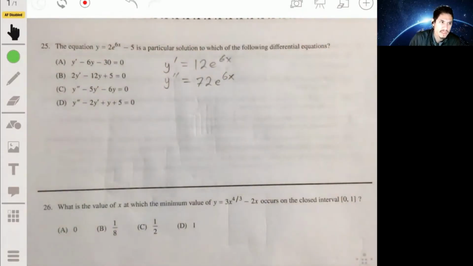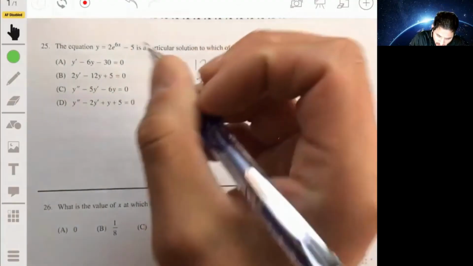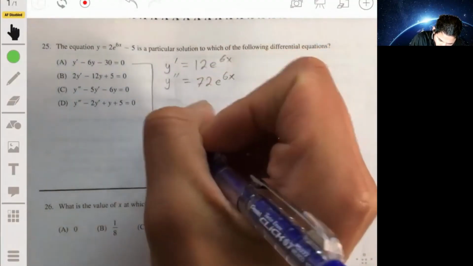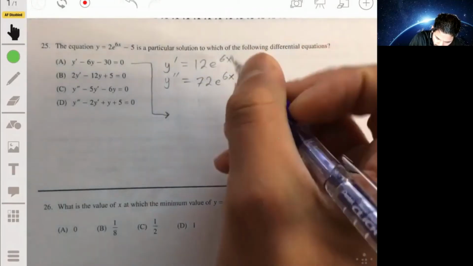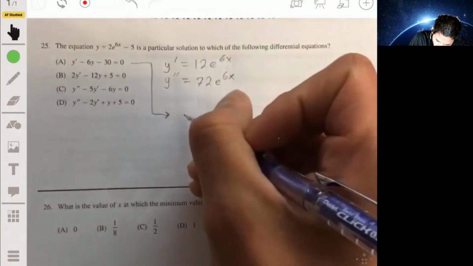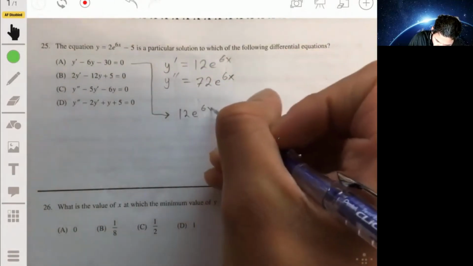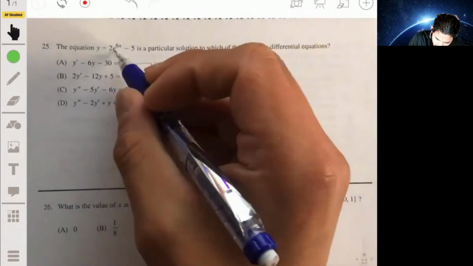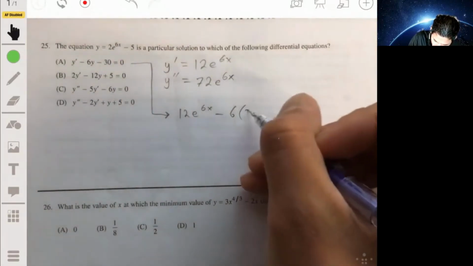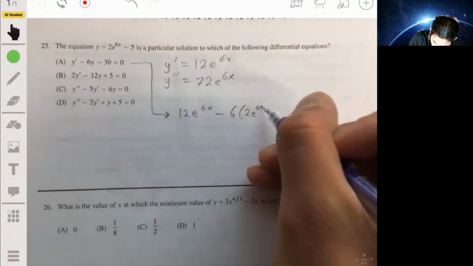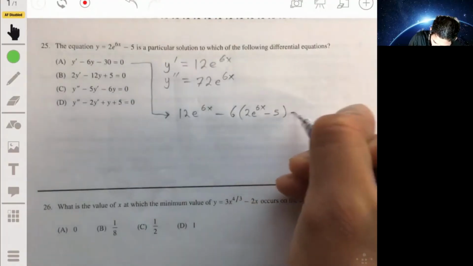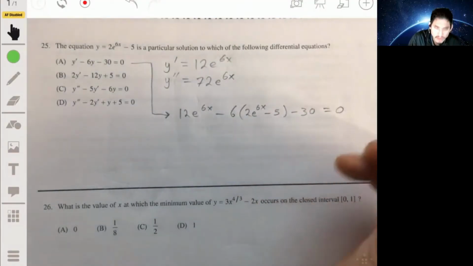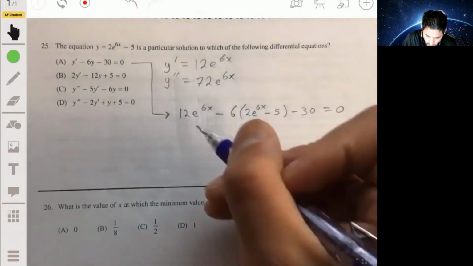Usually it won't be too tedious, because obviously we don't have a calculator. So let's start off with the first one. So we have 12e^(6x) minus 6 times y, so 6 times 2e^(6x) minus 5, minus 30 equals 0. So we want to see if this will be true.